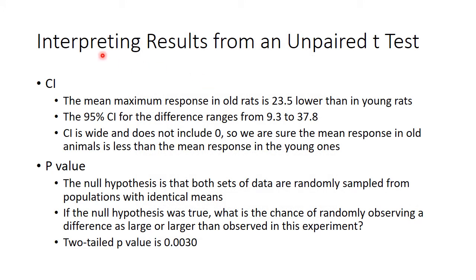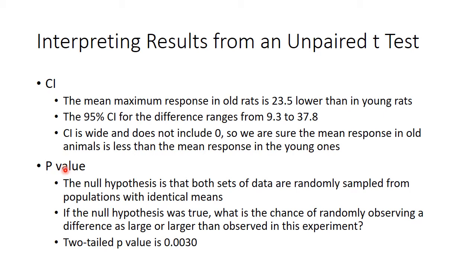So again, interpreting the results from an unpaired t-test, if we're using the confidence interval, we're going to see the mean maximum response in old rats is 23.5 lower than in the young rats, and the confidence interval ranges between 9.3 to 37.8. The confidence interval is pretty wide, but does not include 0, so we can be sure that the mean response in old animals is going to be less than the mean response in the young ones, right? So we can say, yes, there is a statistically significant difference between these two that is not explained simply by chance alone, or a very small value.